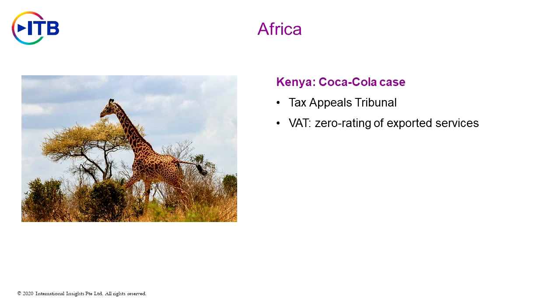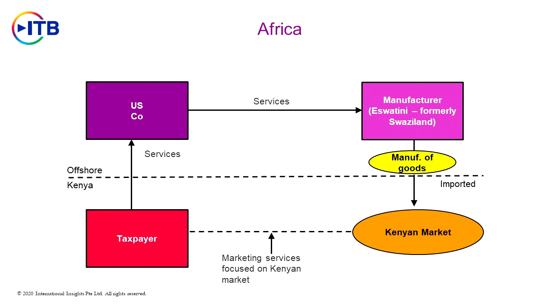In Kenya, the Tax Appeals Tribunal has decided a VAT case in regard to the zero rating of exported services. The taxpayer is a Kenyan subsidiary within the Coca-Cola Group. The taxpayer provides marketing services to a US company within the group. That US company holds the rights to Coca-Cola trademarks for Africa. The marketing services are focused on the Kenyan market for Coca-Cola goods. The US company in turn provides the marketing services to the manufacturer of the Coca-Cola goods in Eswatini, and the goods are then imported into Kenya.